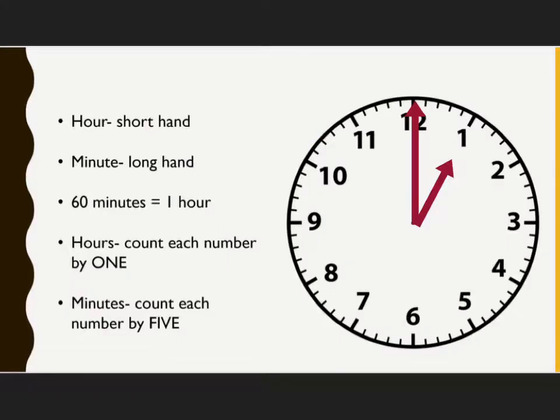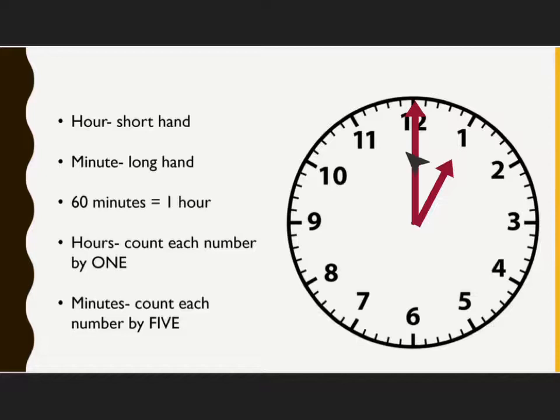A clock is divided into 12 parts, representing a.m. and p.m. hours. The small hand on a clock represents hours, and each number on a standard clock represents 1 hour in a day, either during a.m. or p.m. hours. The long hand on a clock represents minutes, and each number on the standard clock represents a multiple of 5 minutes. When finding the minutes after an hour, count each number by fives.